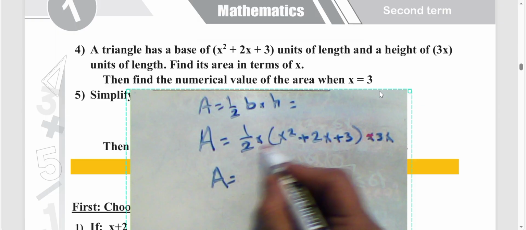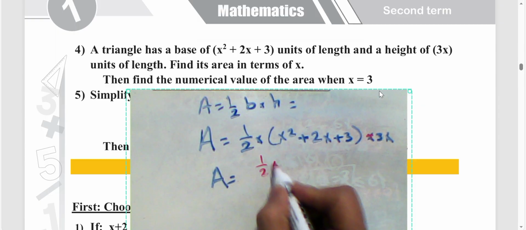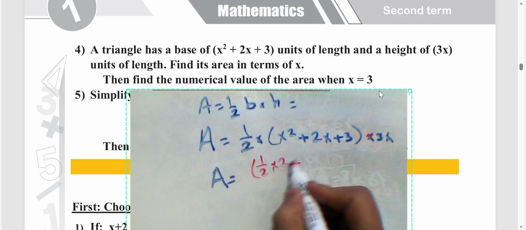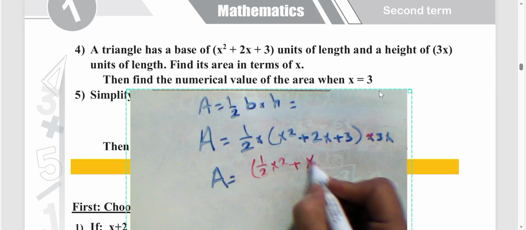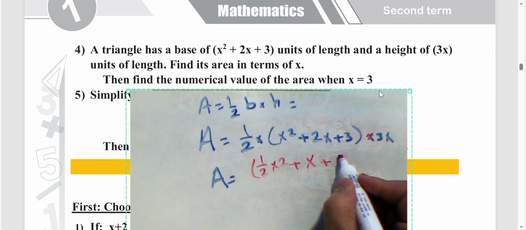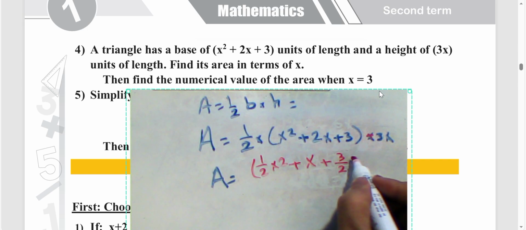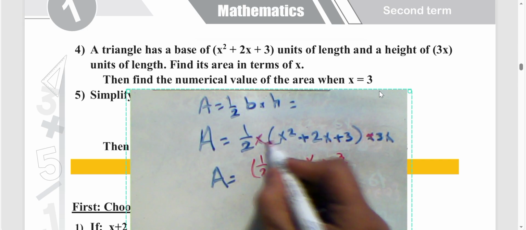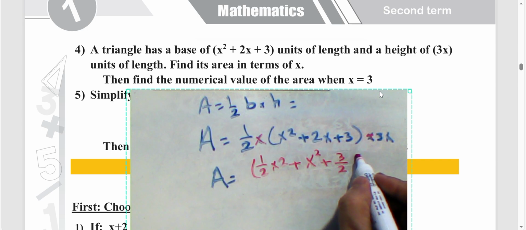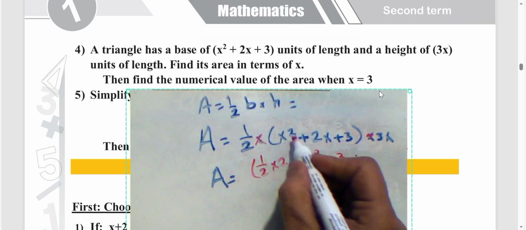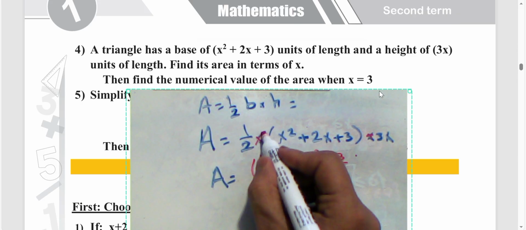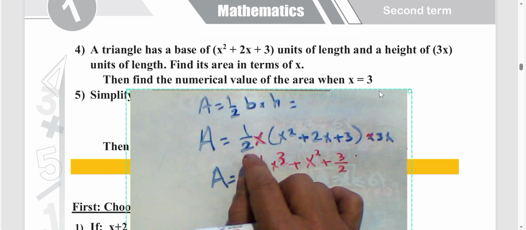We know half times this number, it will be half x power 2, plus 2 divided by 2 is 1 times x equals x, and we have 3 times half, it will be 3 over 2x. x times x will be x power 2, and here x times x power 2 it will be x power 3.